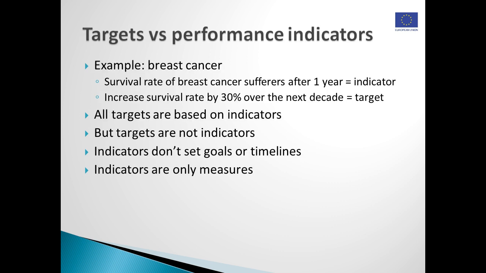It's important to clearly distinguish targets and performance indicators. Again, let's take an example, the example of targets and indicators in relation to breast cancer. The survival rate of breast cancer sufferers after 12 months is a performance indicator. The aim of increasing the survival rate by 30% over the next decade is a performance target. As this example indicates, all targets are based on performance indicators, but targets are not indicators. Indicators are simply measures. They don't set goals or timelines.